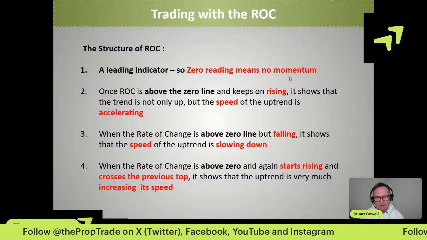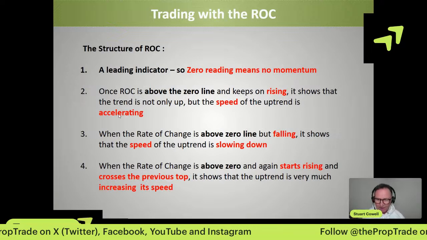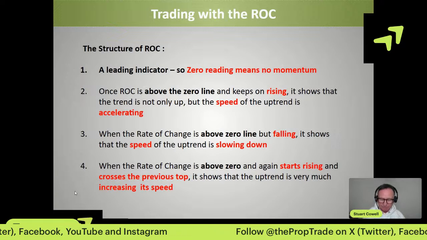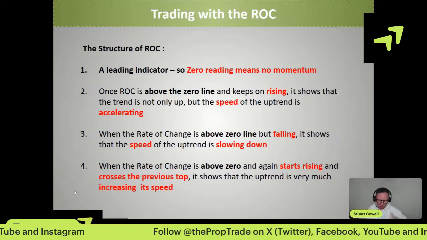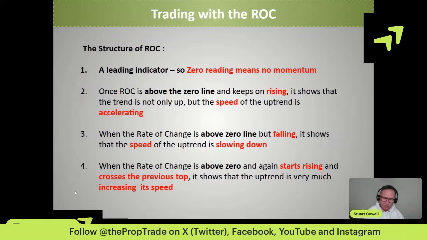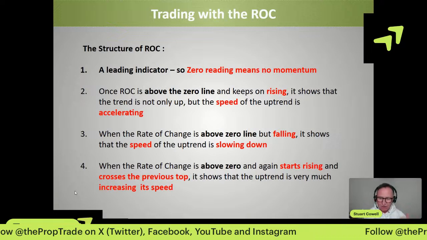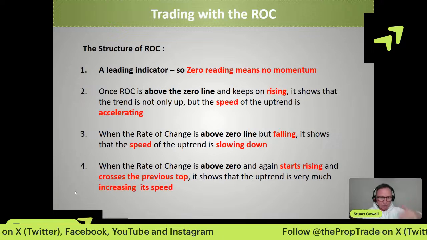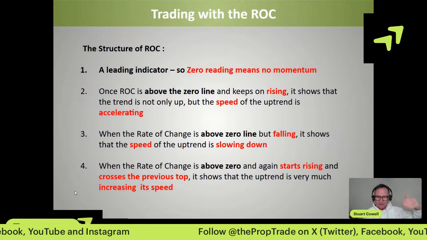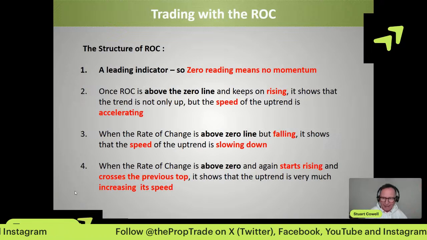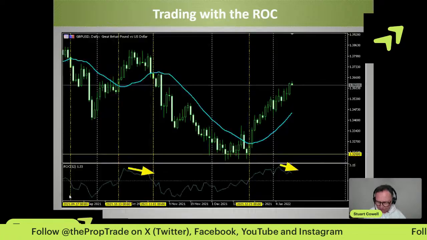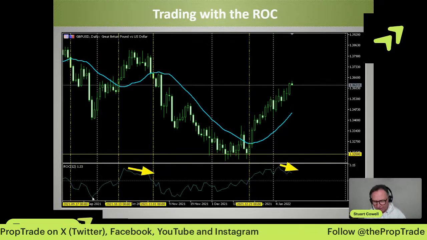It doesn't mean that the trend is going to change. It just means that the trend is slowing down, or potentially going to slow down. When the rate of change is above 0 and starts rising again, across above the previous top, it shows that the uptrend is very much increasing its speed. So we've had this sort of wave action. Let me just show you that on our chart here again.